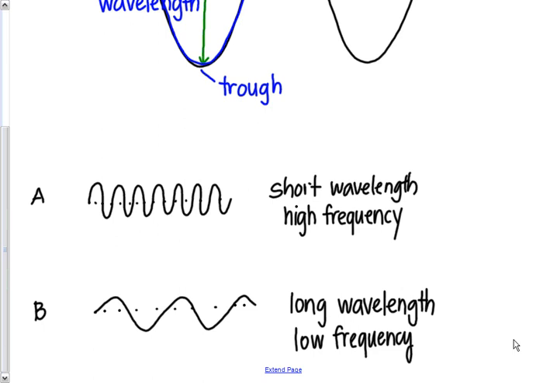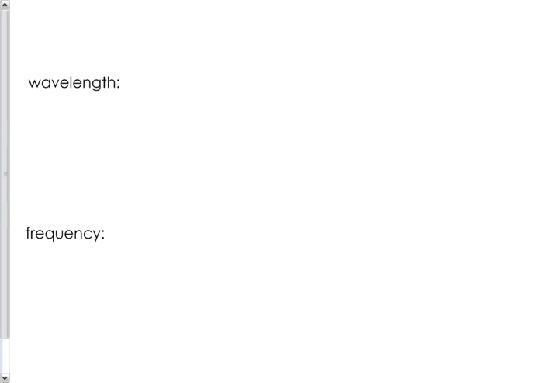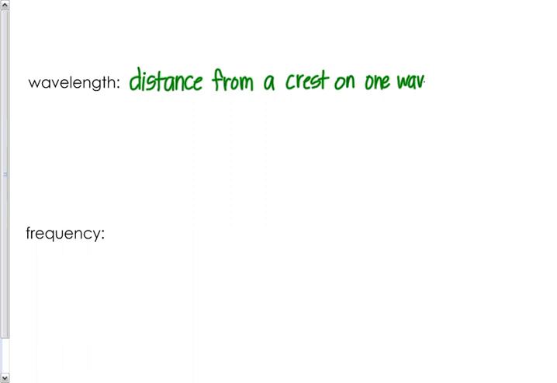Now, those are terms that we want to look at more carefully because those are the terms that are going to appear when we do some math problems with this. So wavelength, again, to get a definition down, is the distance from a crest on one wave to the crest on the adjacent wave, the one right next to it.